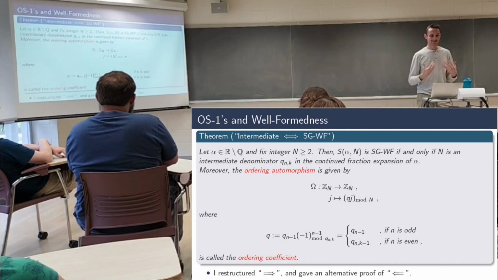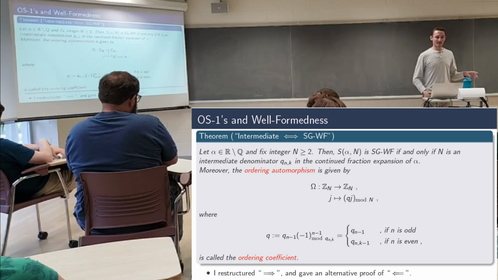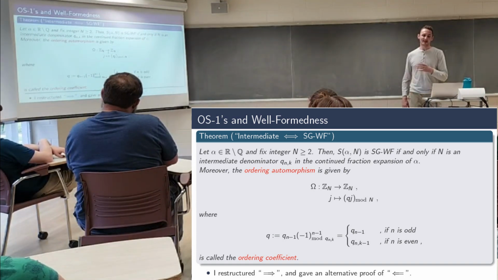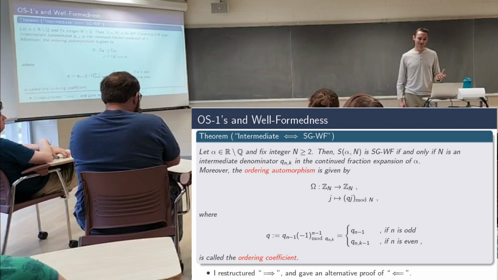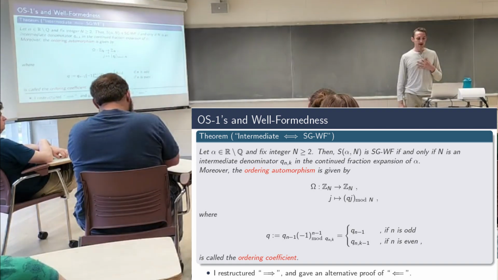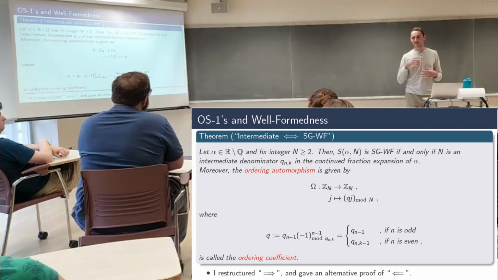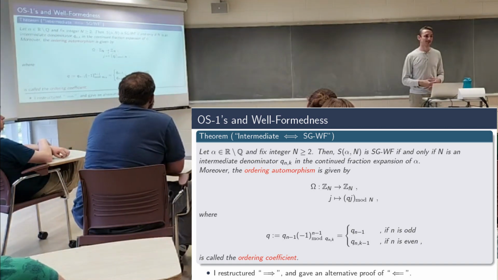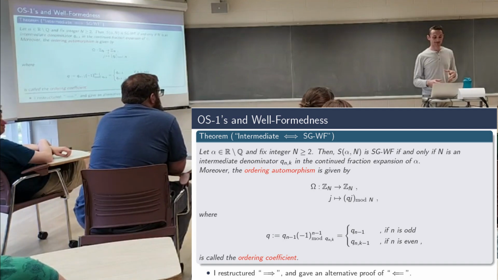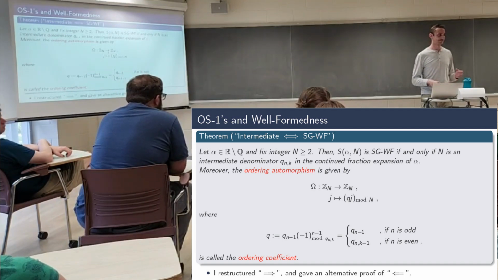What I did for this was clarify and restructure the proof that if you have an intermediate denominator, it's also the size of a singularly generated well-formed scale. And then I gave an alternative proof of the other direction, which was based more on the circle and rotation maps instead of so much algebra, and it was shorter, which was cool.